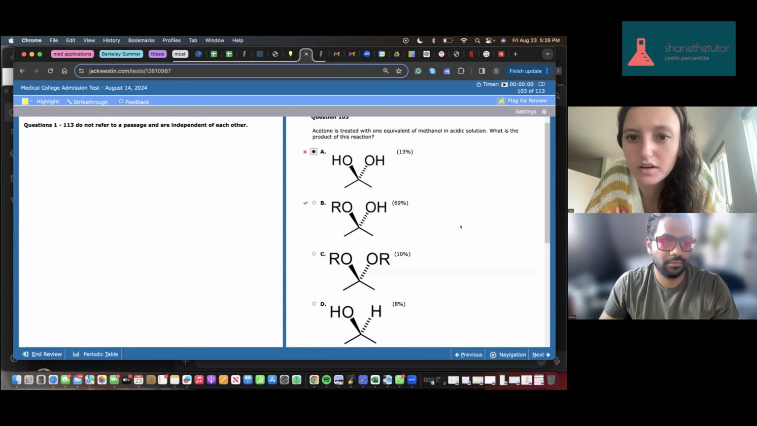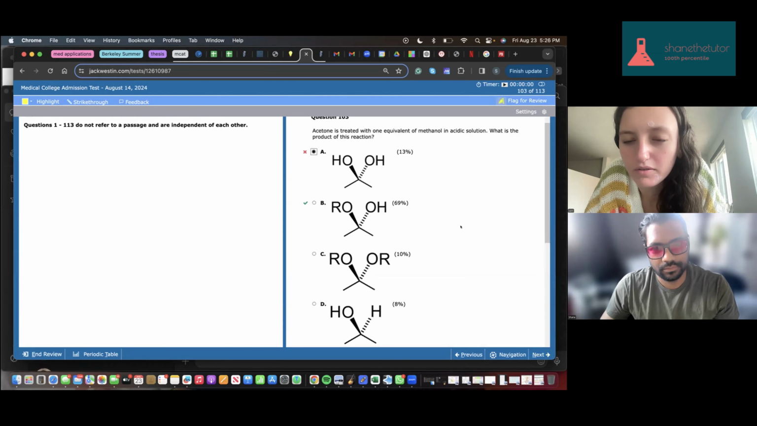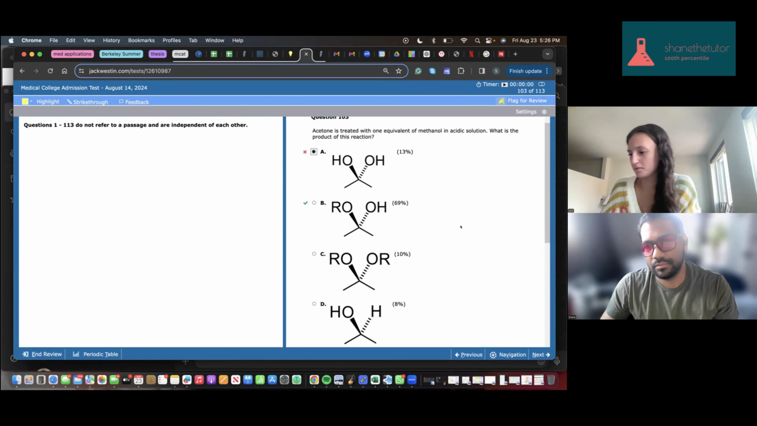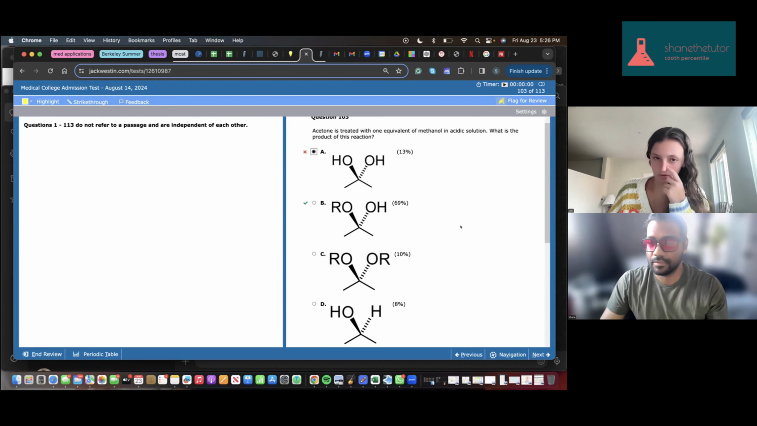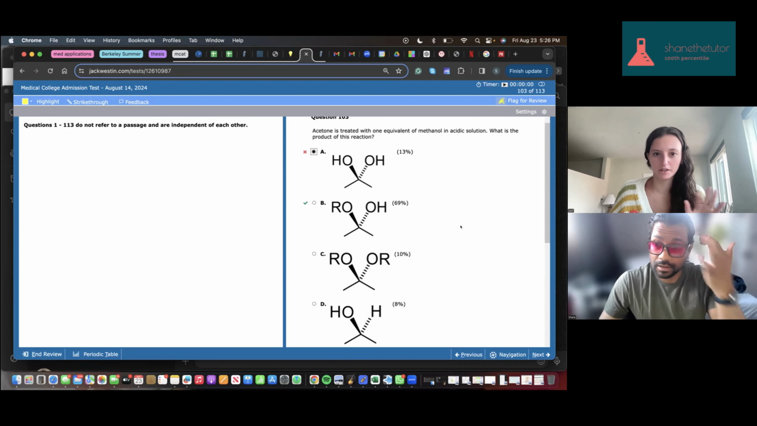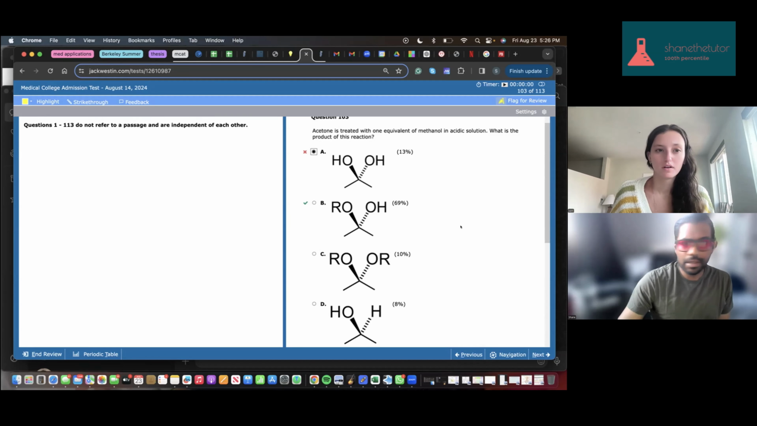Acetone is treated with one equivalent of methanol. I know we went over it yesterday, but now that I'm drawing out all these structures for myself, maybe it's because I'm looking at it on a computer screen that it's not working. Maybe if I draw it out, it'll be easier. Can we do ethanol and methanol one more time and then I try to solve this on my own? Oh yeah, totally.